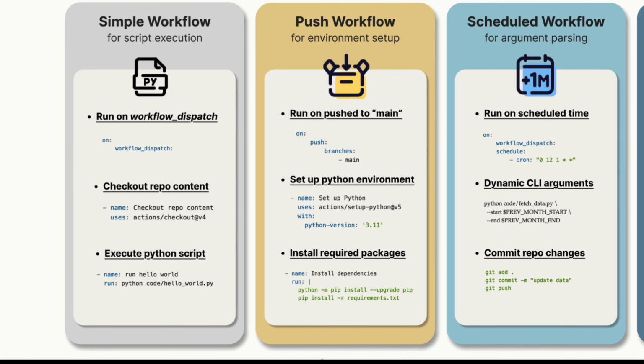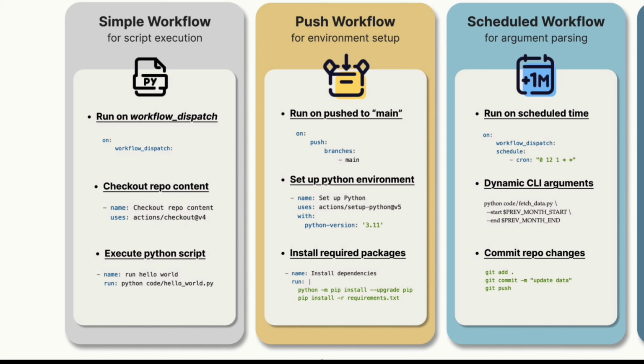Level 2 is a push workflow with environment setup. The first workflow showed us a minimal viable version of the GitHub Action. However, it didn't really tap into all the features that GitHub Actions can offer. Here, we're going to add a bit more customization. This time, we'll automatically set up the environment with Python version 3.11, install the required packages, and execute the script whenever changes are pushed to the main branch.